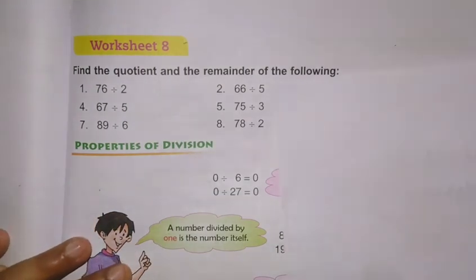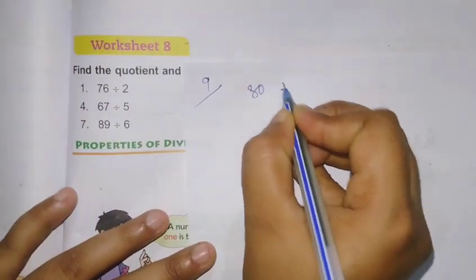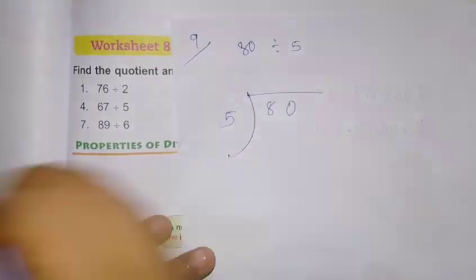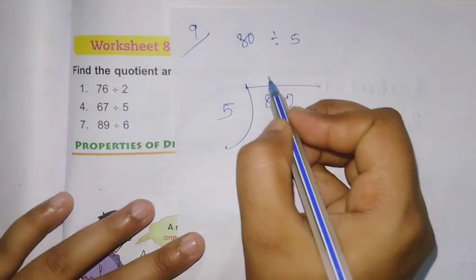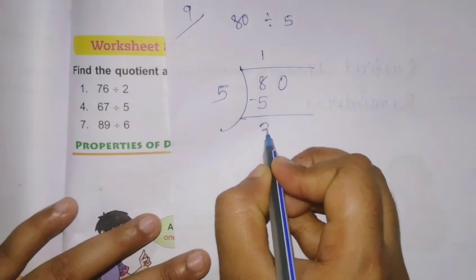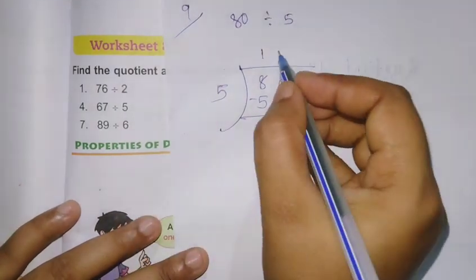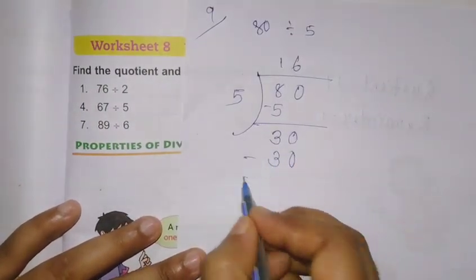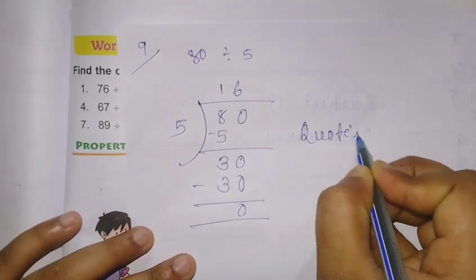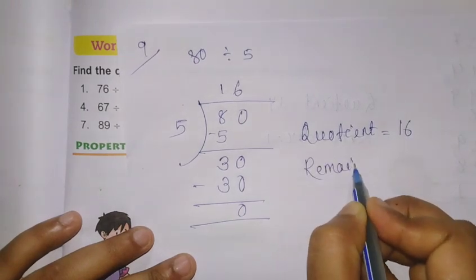Now we solve question number 9. Then 80 divided by 5. First we divide the tens place, 8. 5 1 is 5. Now we subtract the product from the dividend. 8 minus 5 equals 3. Now 0 is brought down. Now the number is 30. 30 divided by 5 equals 6, since 5 6s are 30. Then 30 minus 30 equals 0. Here we get quotient equal to 16 and the remainder equal to 0.